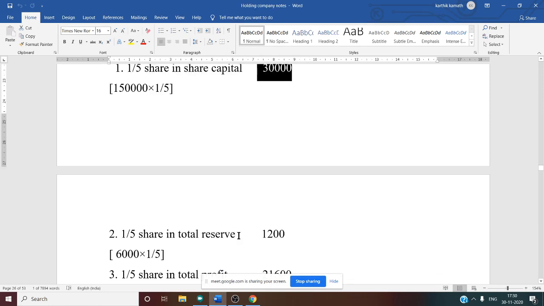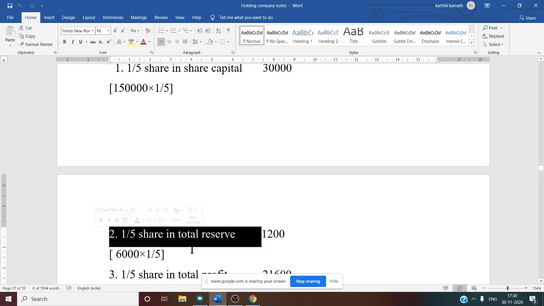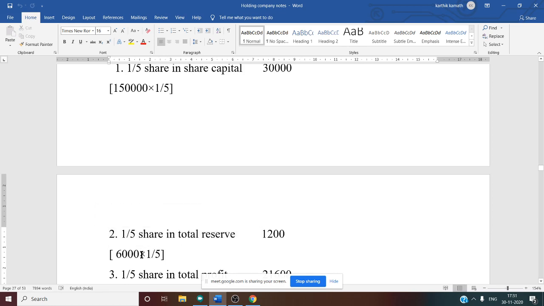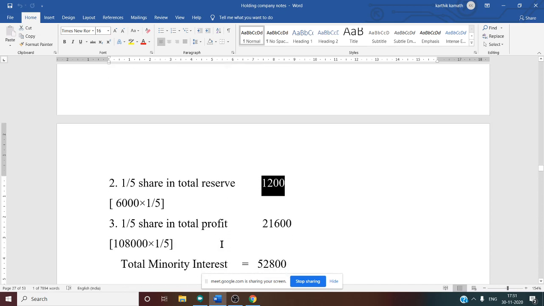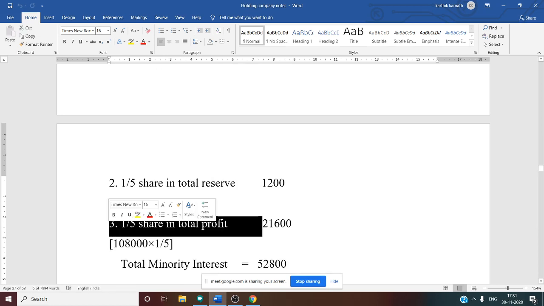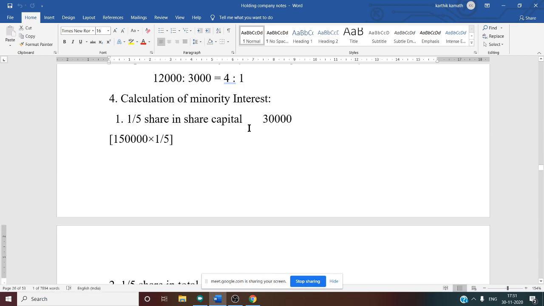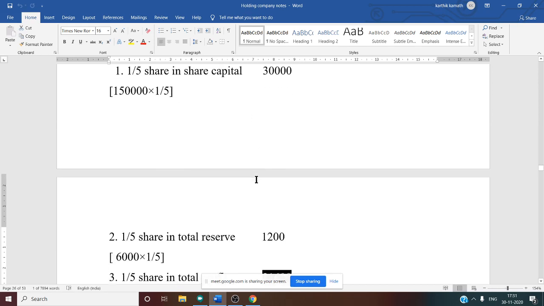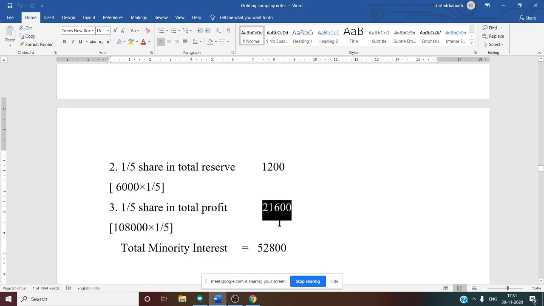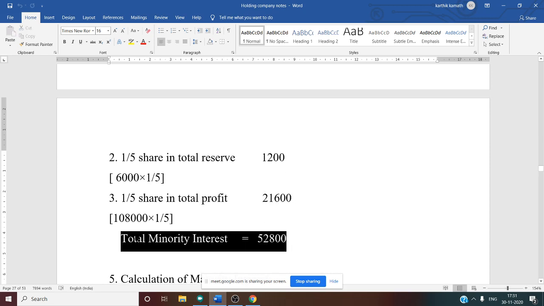Now second one. 1 by 5 share in total reserve. Total reserve, again total reserve of subsidiary. If you see the balance sheet, S Limited column, you will come to know 6,000 is the total reserve. Take 1 by 5. That is 1,200. Similarly, we want total profit of the subsidiary. Total profit of the subsidiary is given in the balance sheet, S Limited column, 1,08,000. 1,08,000 into 1 by 5, that is 21,600. So for total minority interest, you have to add all these things: share in share capital, share in total reserve, share in total profit. Total minority interest is 52,800.